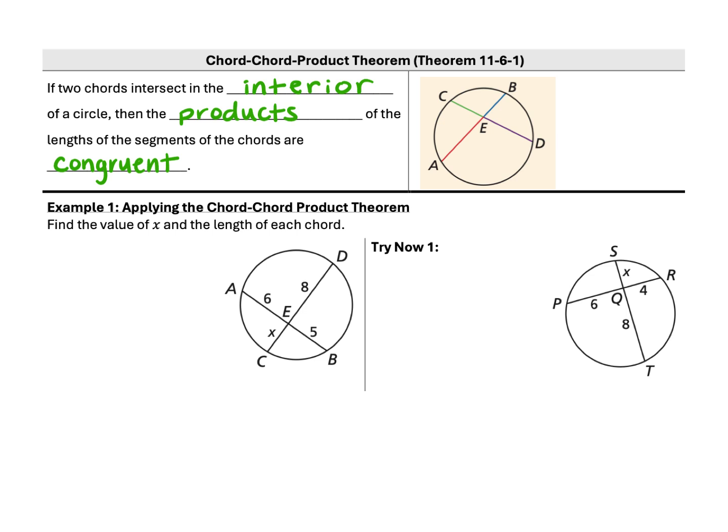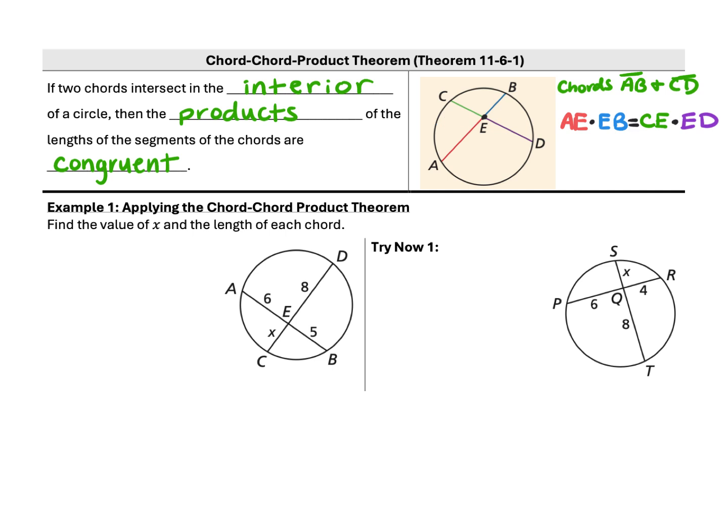You can see in this picture there are 2 chords. We have chord AB and we have chord CD. And notice that they intersect at point E right here. This theorem states that the products of the 2 parts of each of those chords are equal. This means that AE times EB, which are the 2 parts of chord AB, their product will be equal to the 2 parts of chord CD, CE times ED.